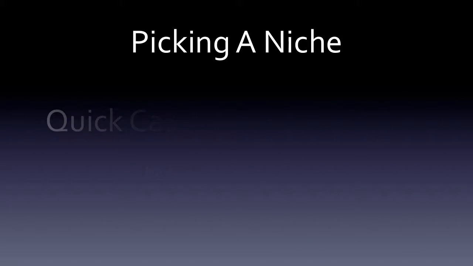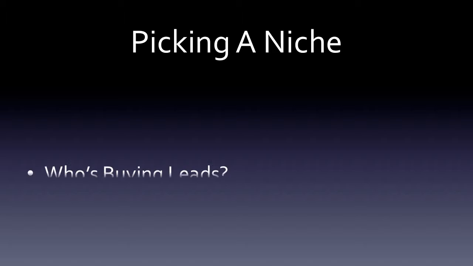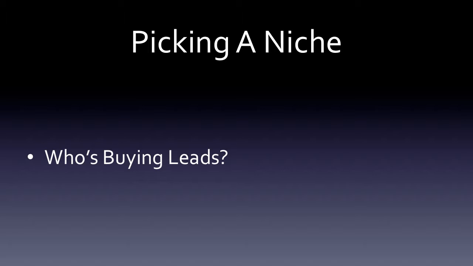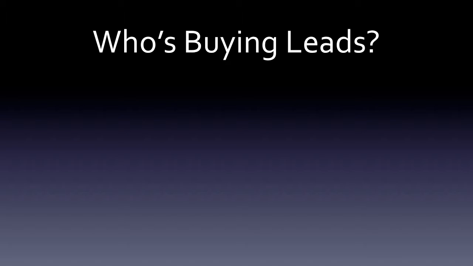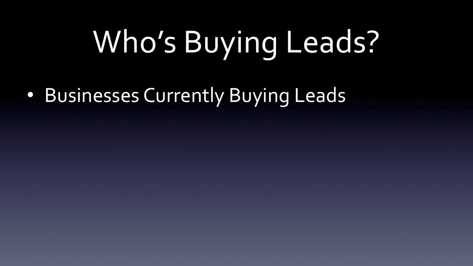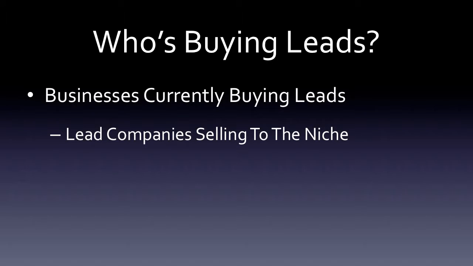So let's get started. First, we're going to talk about picking a niche. And the question we need to ask when we're picking a niche is, who is buying leads? The best place to start is to just look for the businesses that are already buying leads for their business. And the way you do this is you look for companies that are selling leads in that niche. For example, if you were going to sell to mortgage companies, you can go on Google and type in, I want to buy mortgage leads.